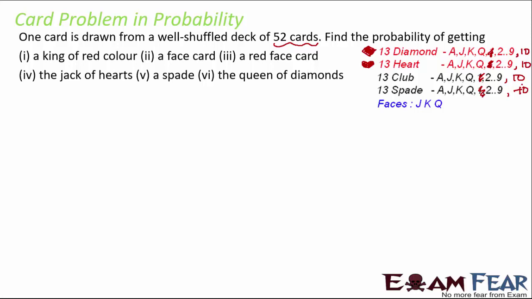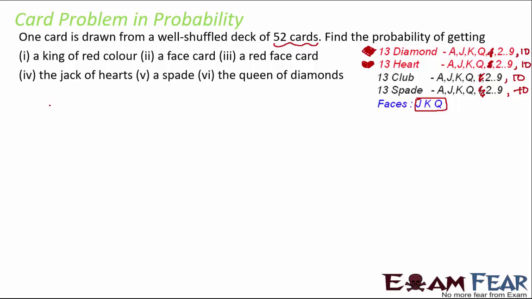Now this is very important to understand. There is something called a face card. Face cards are the cards which are jack, king and queen. They are called face cards because you actually see the face of some person on those cards. Right. So now let's start solving the question.